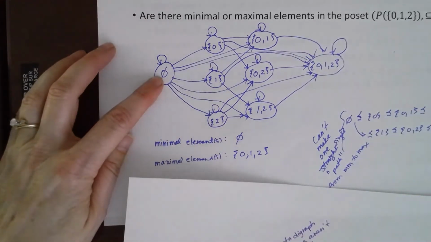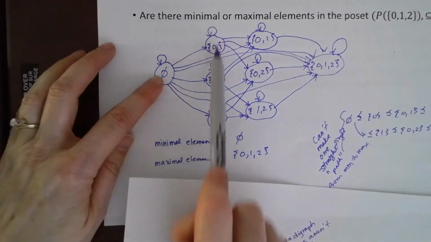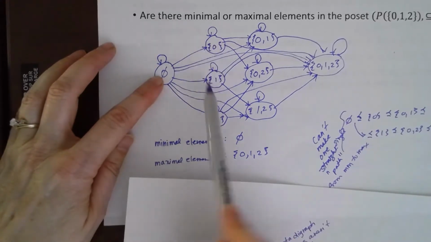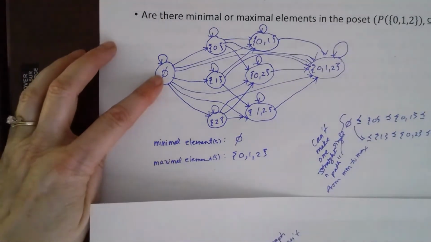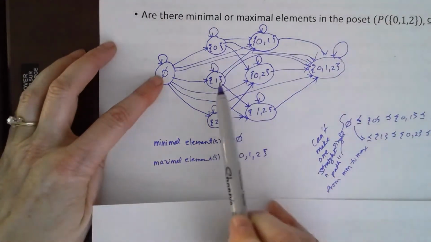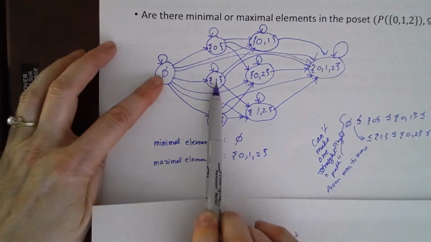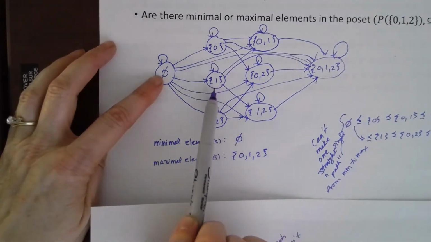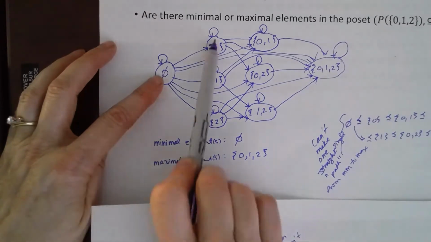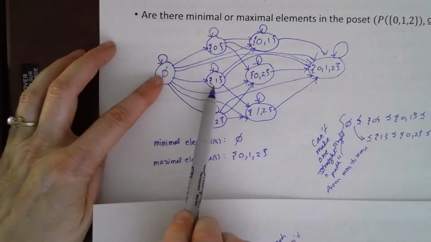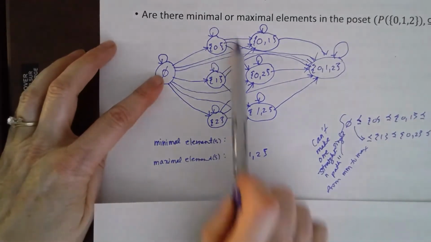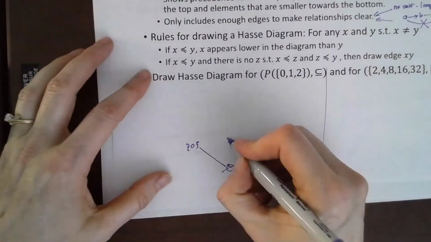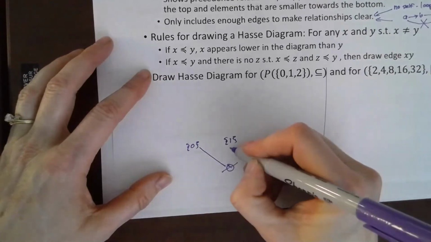Okay. The question is, should it also be above the set containing 0? Well, notice these are not related. These are incomparable elements. There's no line from the set containing 0 to the set containing 1, and there's no line or relationship from the set containing 1 to the set containing 0. These are incomparable, so these can go on the same level in the Hasse diagram, just like they were on the same level on my digraph as well. So I'll put that one there.